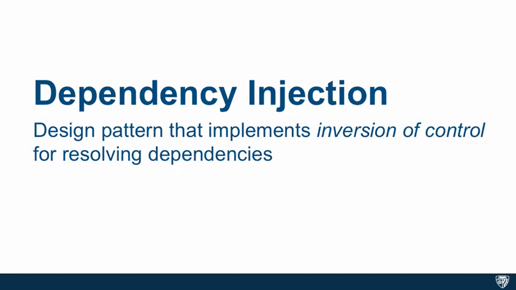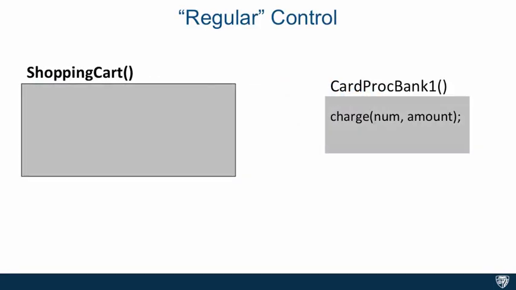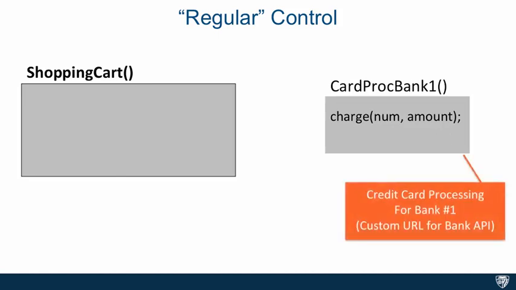To understand what inversion of control means, let's take a look at how we usually go about architecting a couple of components in, let's say, a shopping cart. So the regular control would be if we have a shopping cart, we can have a separate module called card proc bank 1, basically a credit card processing module for bank 1, and it has one method, charge, given the credit card number and the amount. And the reason we have a credit card module for a particular bank is because for that bank we might have a particular URL that we have to contact the bank through, and that bank can have its own API.